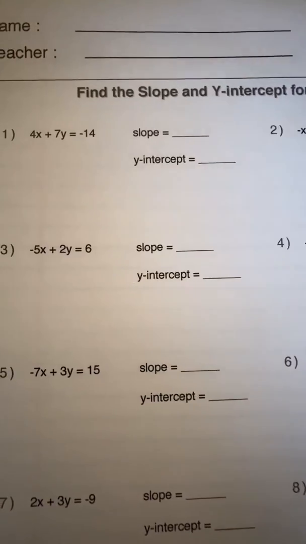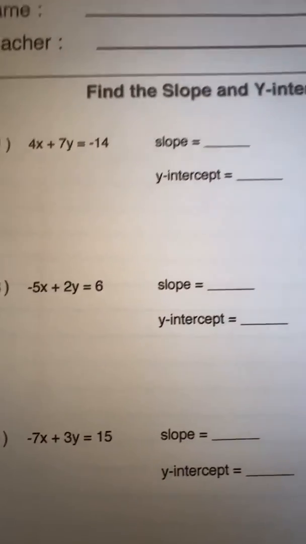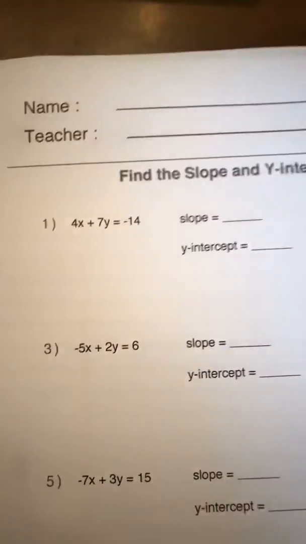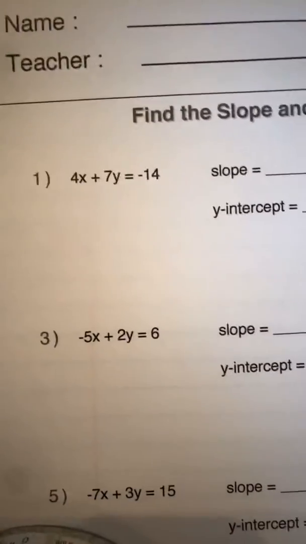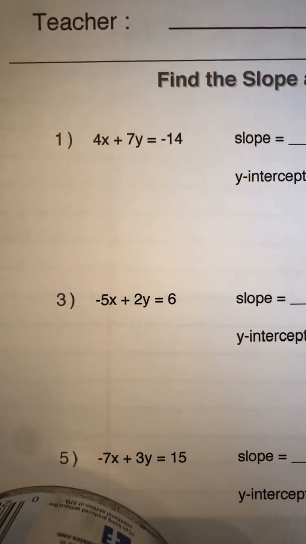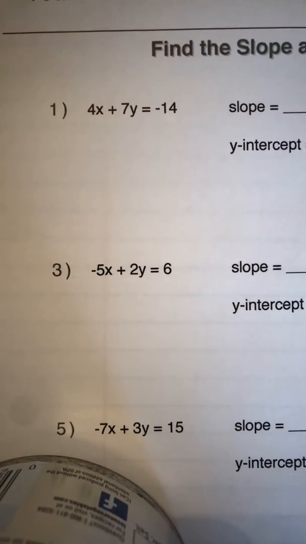Today's sheet is finding the slope and y-intercept for each equation. What you're going to have to do is look at those equations, and they're currently in standard form. And so in order to change it, you're going to have to do a little bit of math to change it to slope-intercept form. So we'll start with the first one.